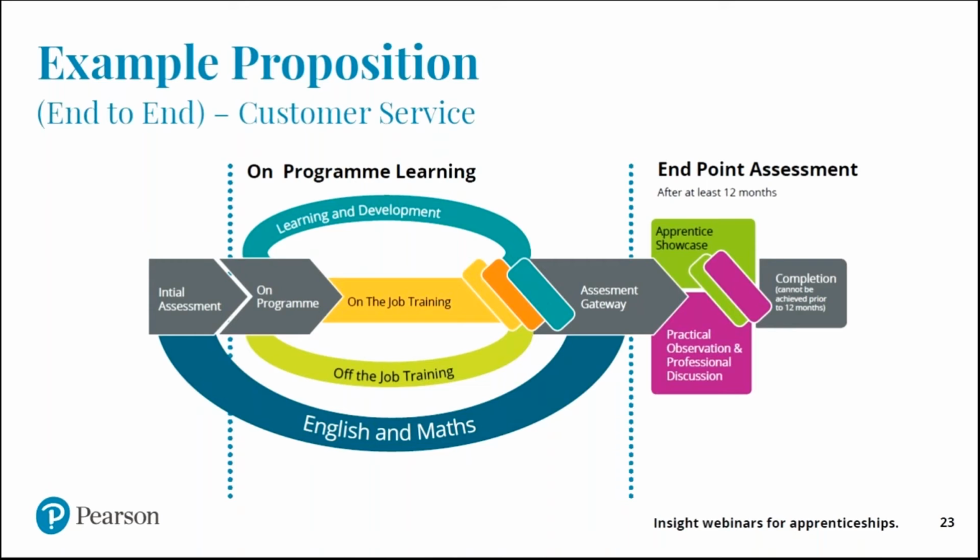The first component I want to focus on is on-program learning. And as you'll see here, this really takes the form of four main elements. There's the on-the-job training, the off-the-job training, overarching learning and development, and English and maths. What I would say is when referring to on-program learning, it's very important to look at the actual apprenticeship assessment plan, because in the assessment plan for the Customer Service Practitioner Standard, you'll see the standard as it is, but supporting that, there's very detailed modules, assessment criteria, and learning outcomes that apprentices really have to achieve during that on-program phase of their apprenticeship standard.